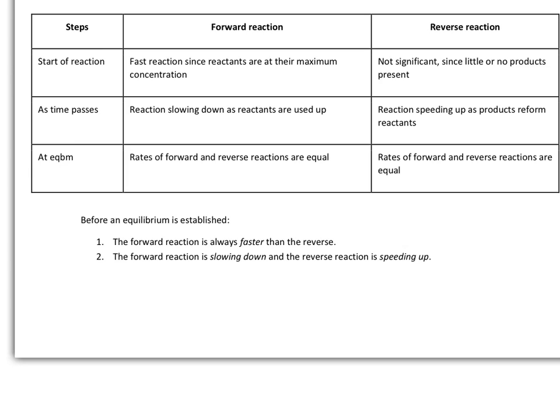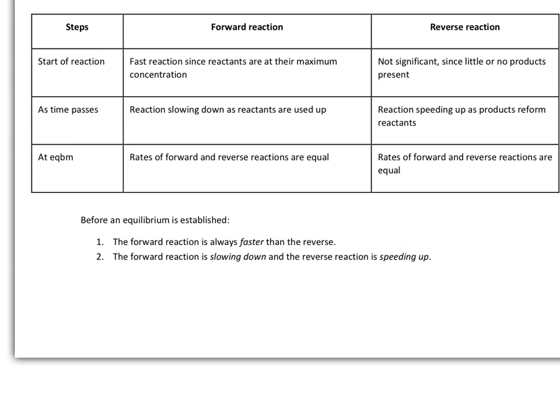However, as time passes, the forward reaction will always be slowing down. The reactants are being used up, so their concentration is decreasing, so the reaction rate will be decreasing. The reverse reaction, however, will always be speeding up as time passes. It will always be speeding up because if you think about it, at the start of the reaction, it wasn't happening at all. As time passes, reactants are making the products, and now as the products are building up, they can reform the reactants, so it will be speeding up from zero. As soon as equilibrium has been reached, by definition, the rate of the forward and the rate of the reverse reactions will always be equal.